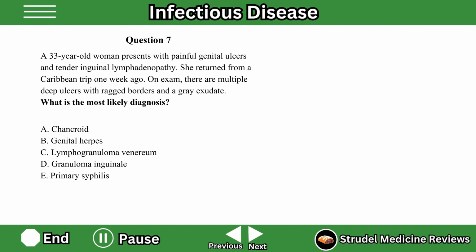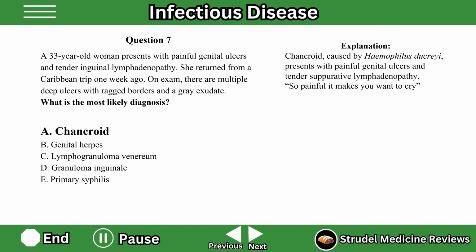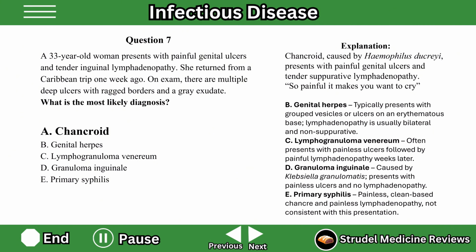So the correct answer for question 7 is A, chancroid, which is caused by Haemophilus ducreyi, which presents with these painful genital ulcers along with a tender suppurative lymphadenopathy. So the way you can remember that is Haemophilus ducreyi is so painful that it makes you want to cry, which really separates it from the other causes of genital ulceration and lymphadenopathy.